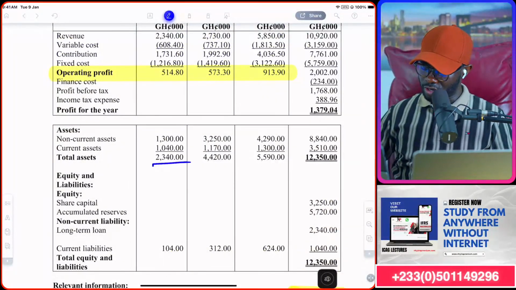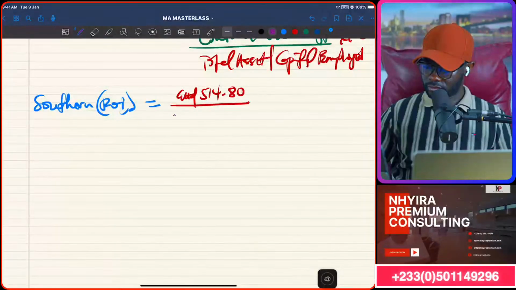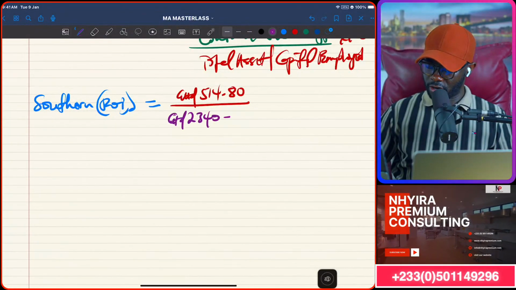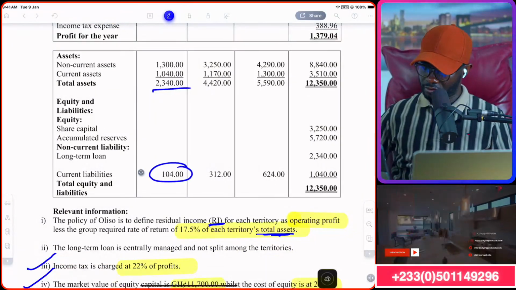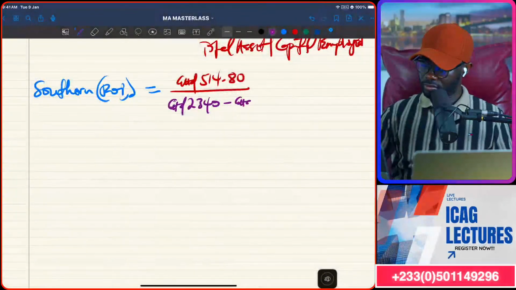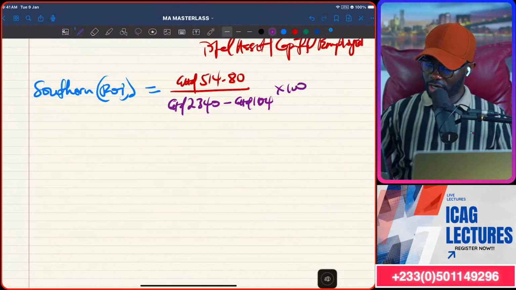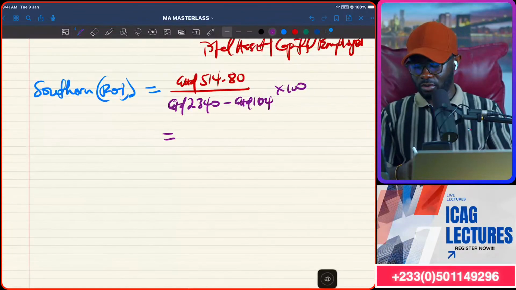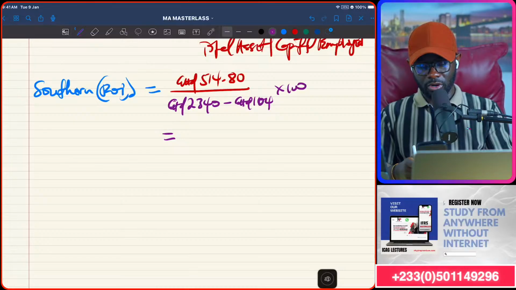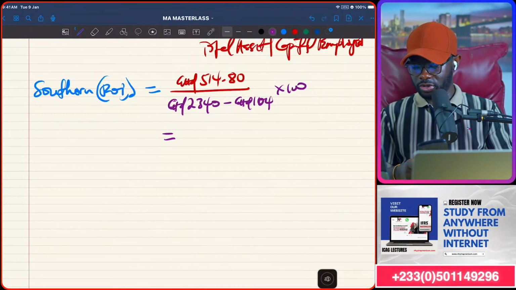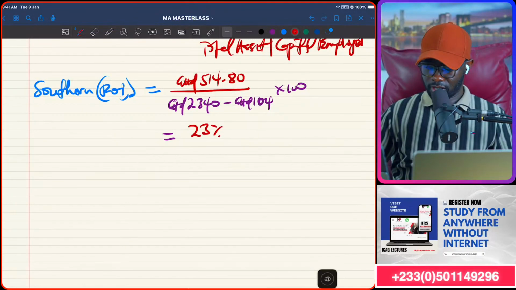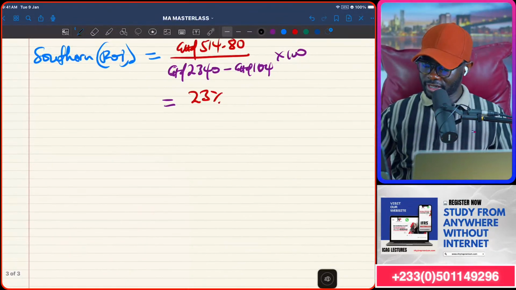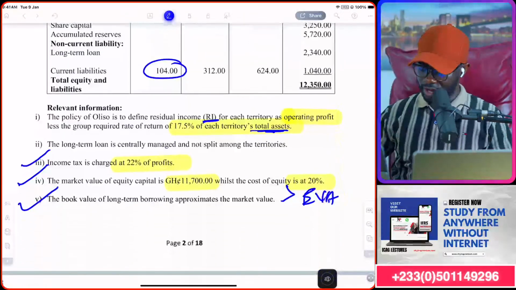So we'll do total assets less current liabilities. Total assets is 2340, minus current liabilities of 104, times 100. So we punch that out. Let's see what we got. 514.8 divided by 2340 minus 104, and I'm getting 23% approximately.